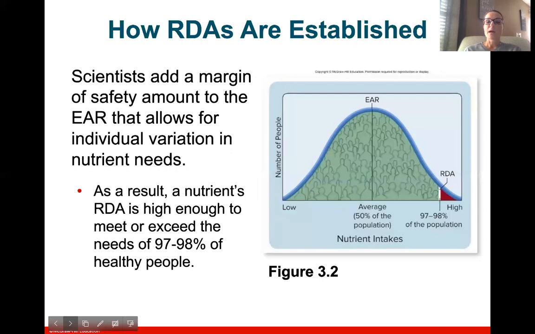Okay. So how are the RDAs established? We looked at those terms, but we figure out what is a margin of safety. We want to meet the needs of most people, but we don't want them to overconsume. So they use the EAR, which is the number that was established to meet the needs for 50% of the people. And then they go just slightly further to meet 97 to 98% of the population. So we have to establish the EAR first, and then establish an RDA.